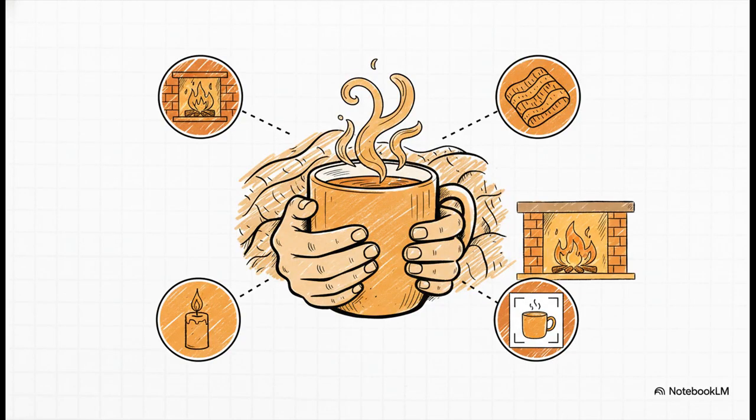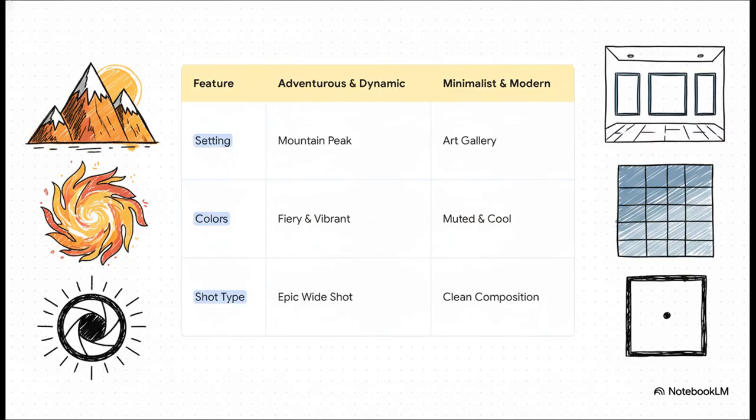What about cozy and intimate? Well, we pull in cozy elements for the setting, like a fireplace. We dial in a warm amber glow for the artistic style. And for our technical detail, a close-up shot that brings you right there with them. You can almost feel the warmth. And this table just lays it out so clearly. Look at the difference. For adventurous, you're using epic settings, bold colors, and wide-angle shots. For minimalist, the setting is simple, the colors are muted, and the composition is clean. It's amazing how swapping out those core ingredients creates entirely different worlds.